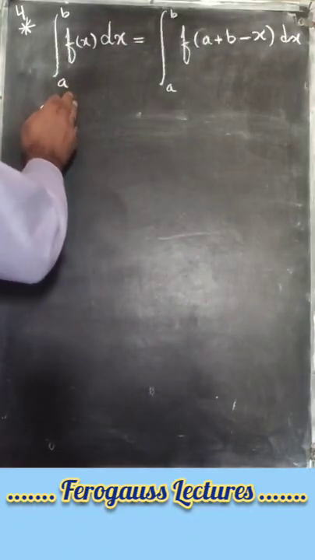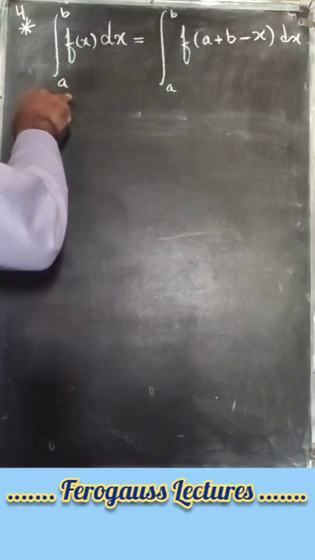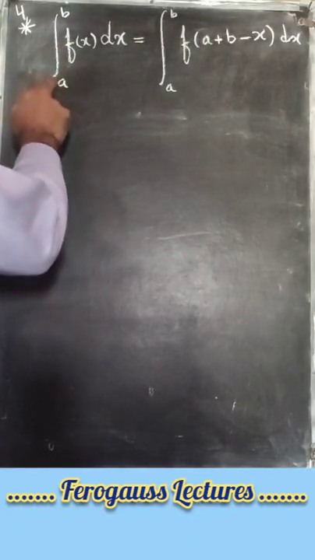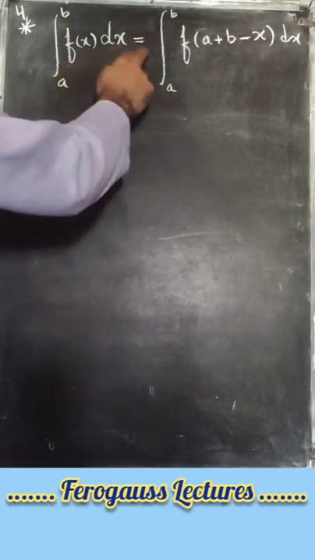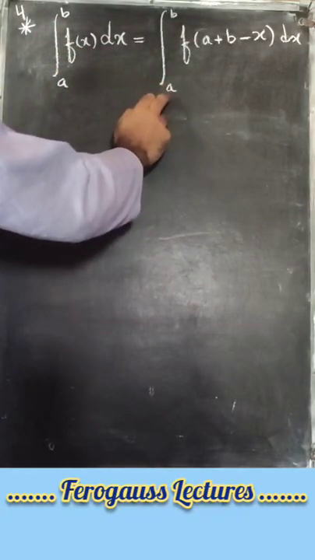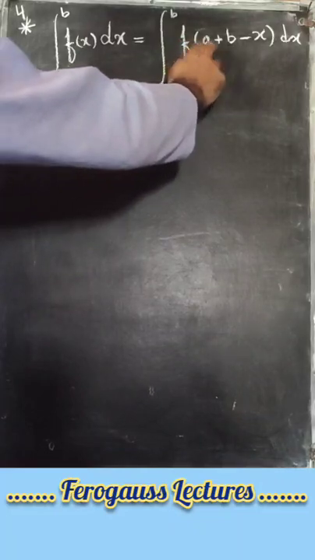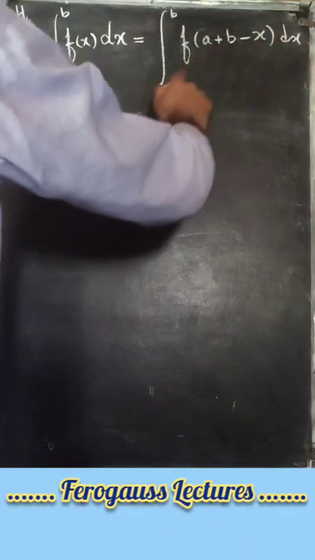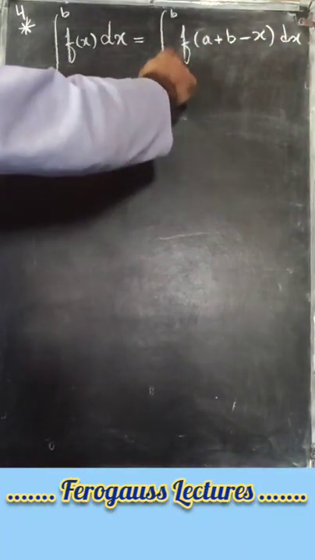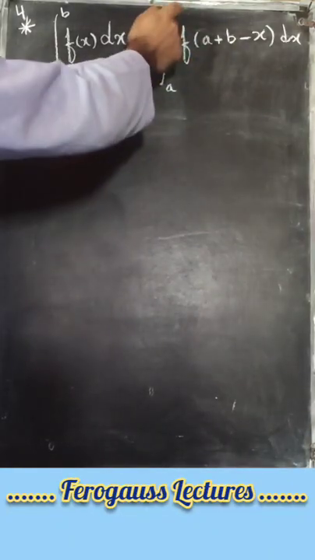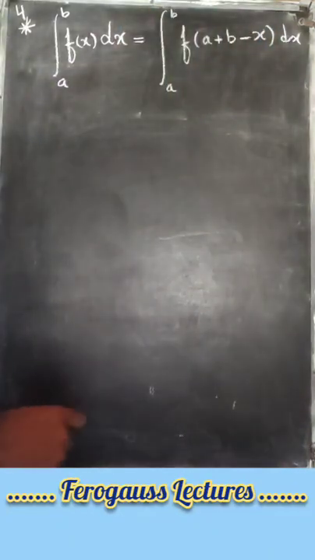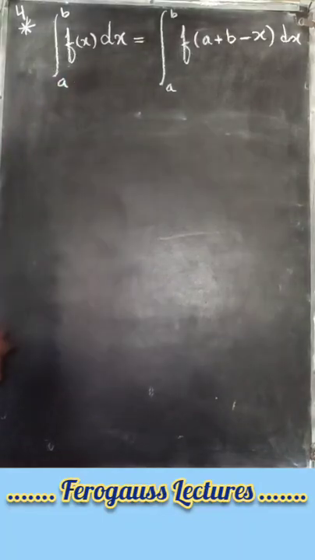This is the fourth property of definite integrals, which says that the integral from a to b of f(x) dx is equal to the integral from a to b of f(a + b - x) dx, that is, f of lower limit plus upper limit minus x dx. Now let us prove this result.